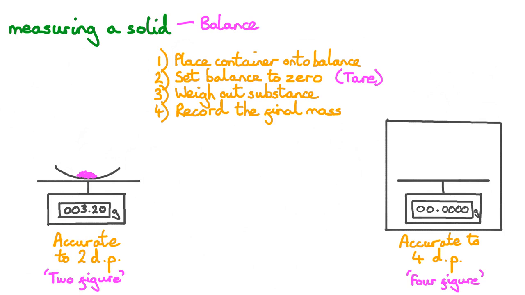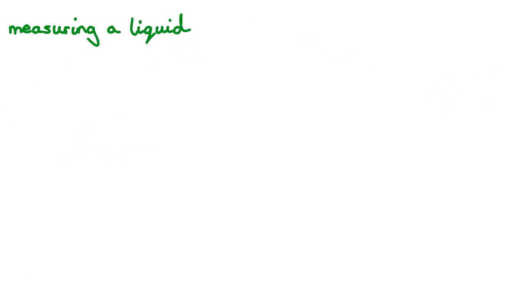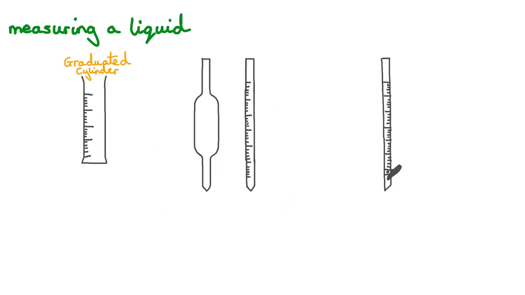So this is how we measure out a solid, but what about a liquid? We have a variety of glassware options if we want to measure out a liquid. Perhaps the most commonly used apparatus for measuring a liquid is the graduated cylinder, sometimes called the measuring cylinder. Graduated cylinders come in a variety of sizes, for example 1 milliliter, 5 milliliters, 15 milliliters and so on.